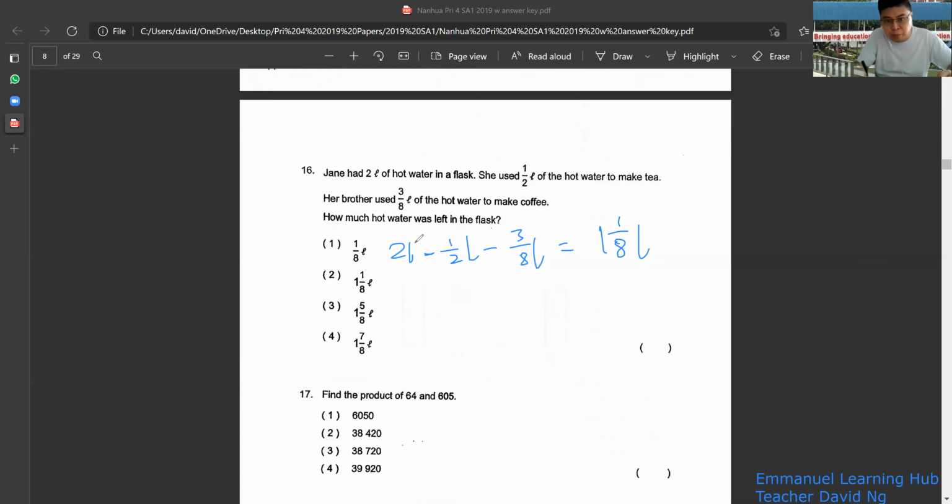This part you know how to minus off to get this, right? Yes. Okay.